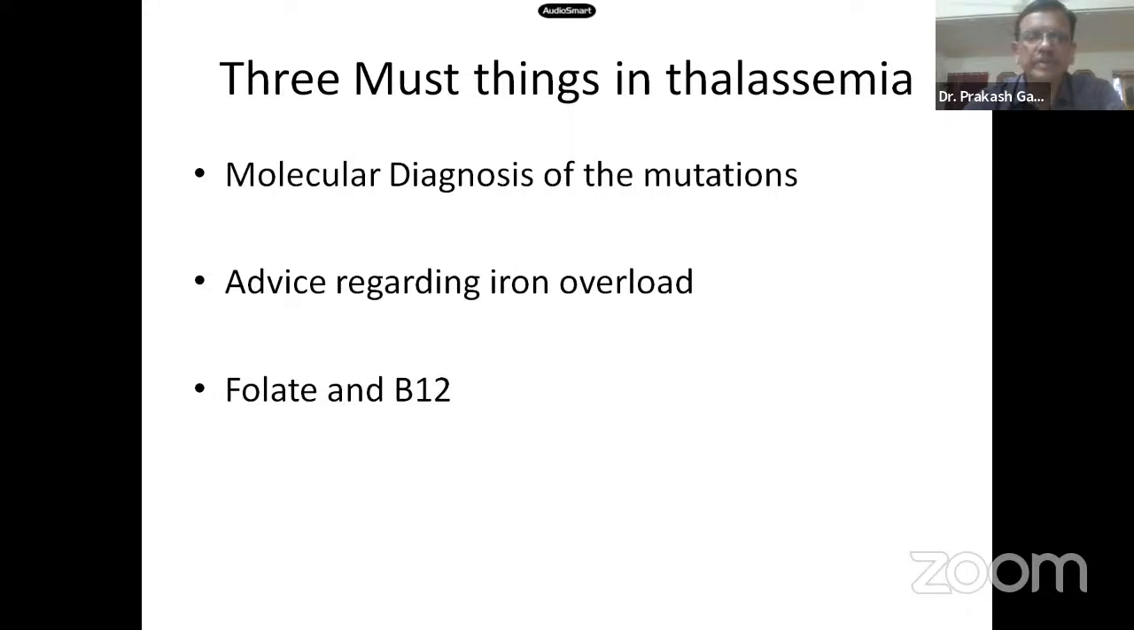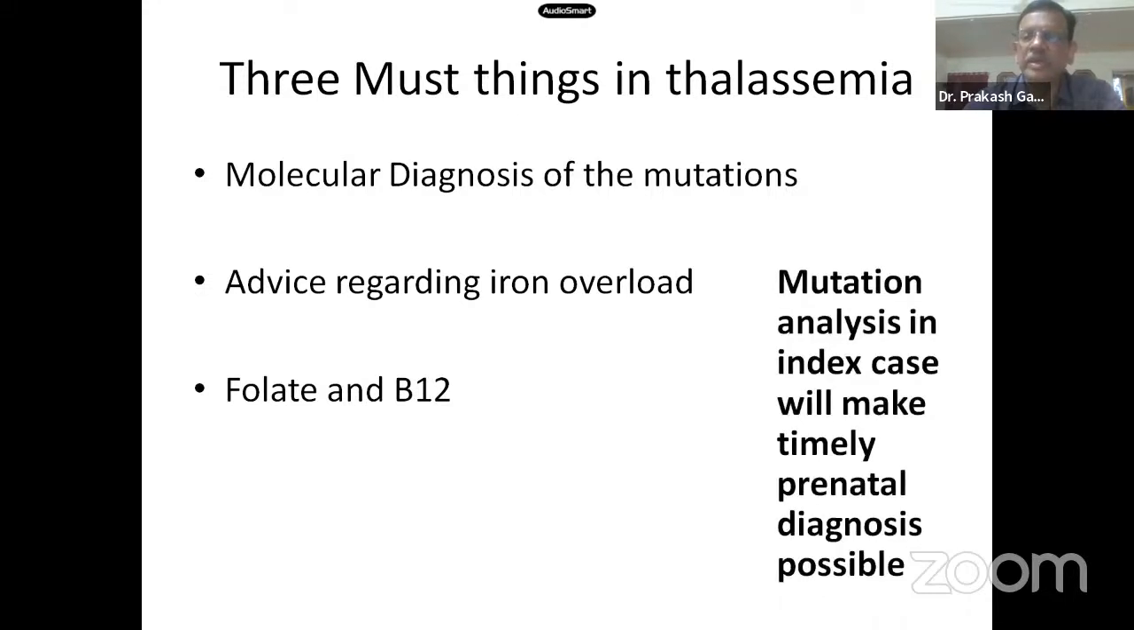Advice regarding iron overload is a must whenever you have the diagnosis. Supplement the baby with folate and B12 because it's hemolytic anemia. And the index child's mutation analysis will give timely prenatal diagnosis.